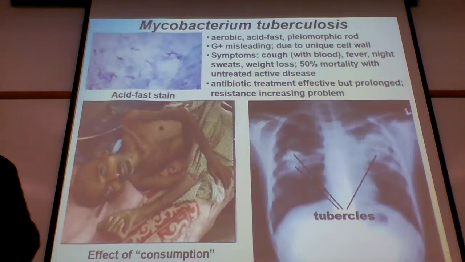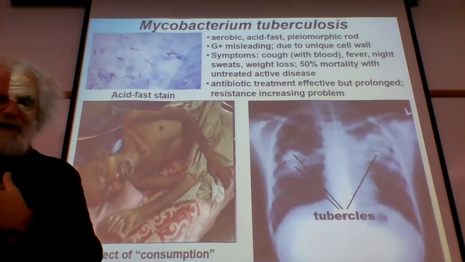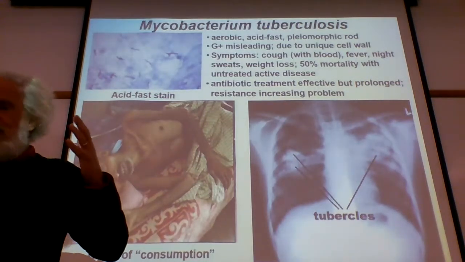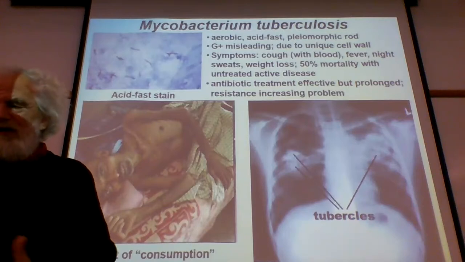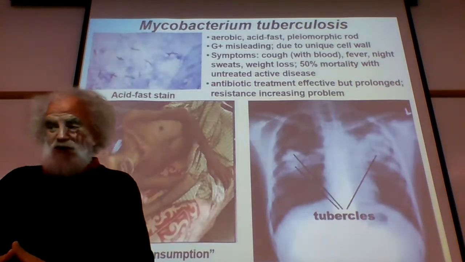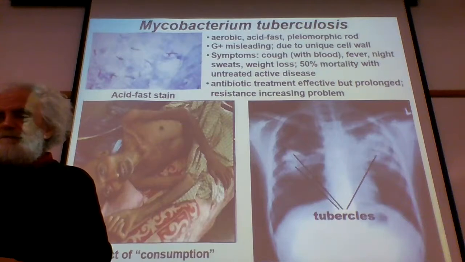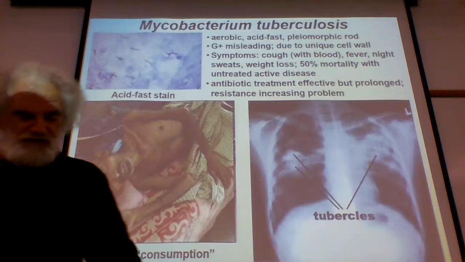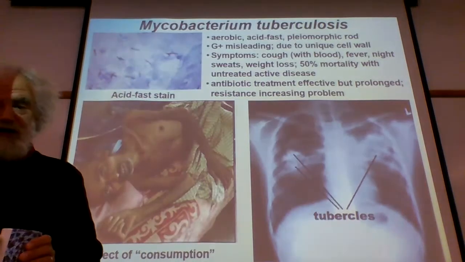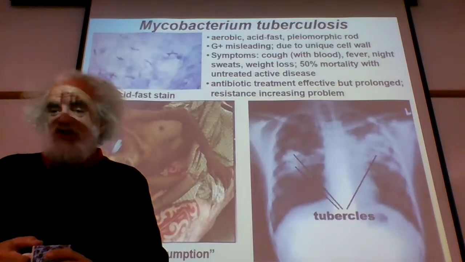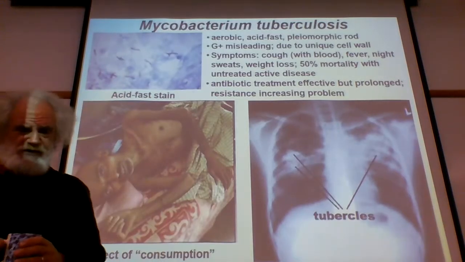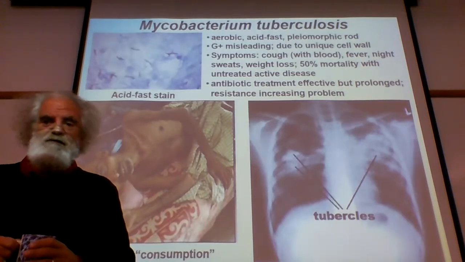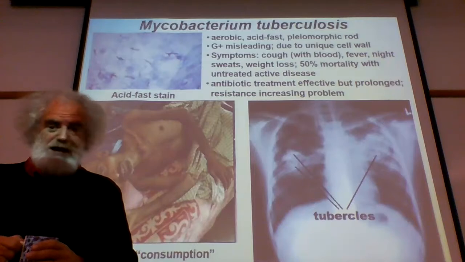The symptoms are cough, and often a productive cough with blood, fever, malaise, dramatic weight loss, very high mortality rate if it's untreated. And there are antibiotics that can knock back tuberculosis bacteria, but you've got to be on them for a long time, and we're beginning to see resistant forms of tuberculosis. In really dense populations in New York City, there are cases now of antibiotic-resistant tuberculosis, which is a bad deal.